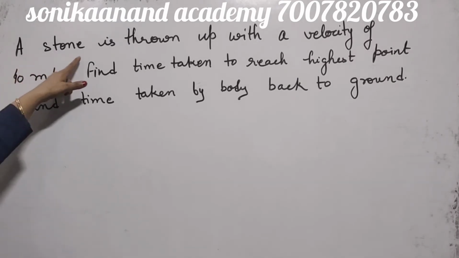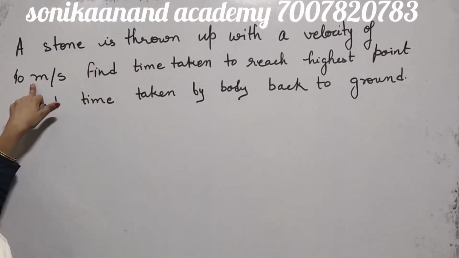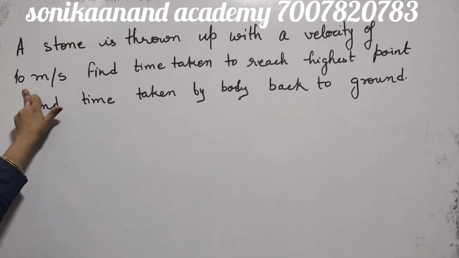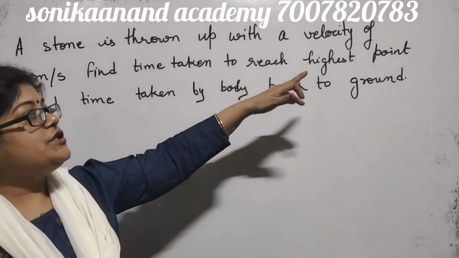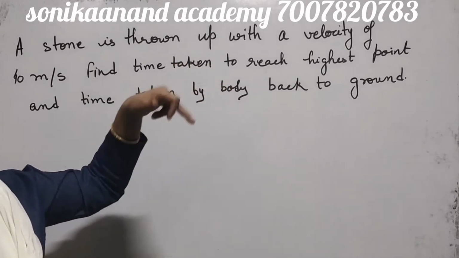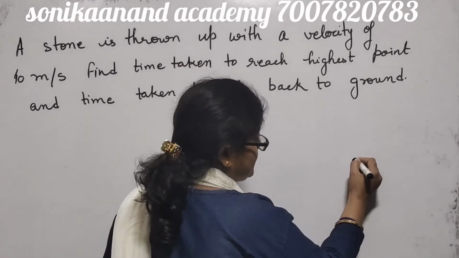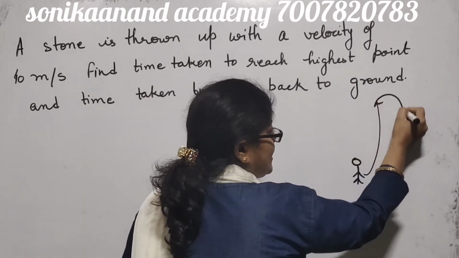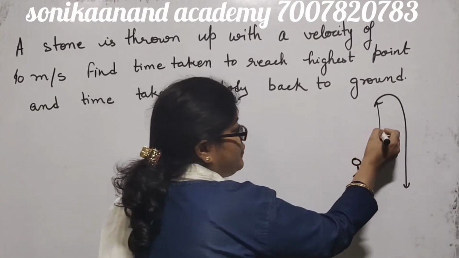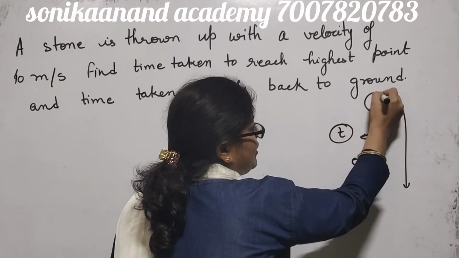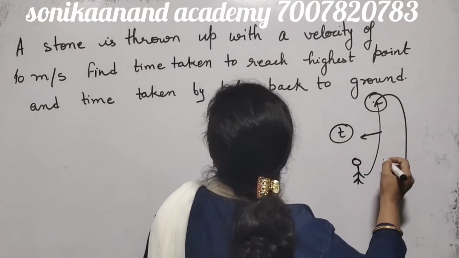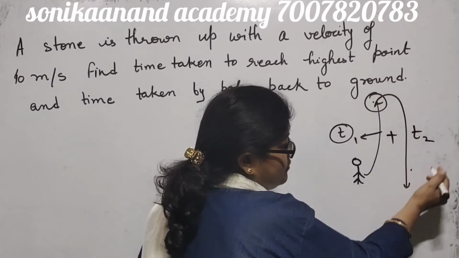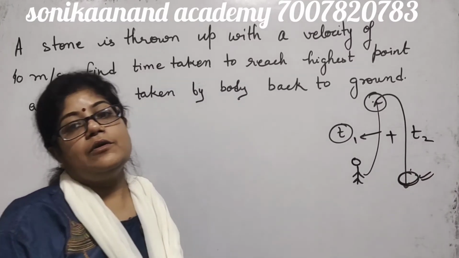Now next question. A stone is thrown up with a velocity of 40 meters per second. A stone is thrown up in the air with a speed of 40 meters per second. We have to find the time taken to reach the highest point and the time taken by the body to come back to the ground. That means if a boy is standing, he throws a ball up to a height and then the ball again comes back to the ground. We have to find the time at which the ball reaches the highest point, and the total time T1 plus T2 in reaching back to the ground.